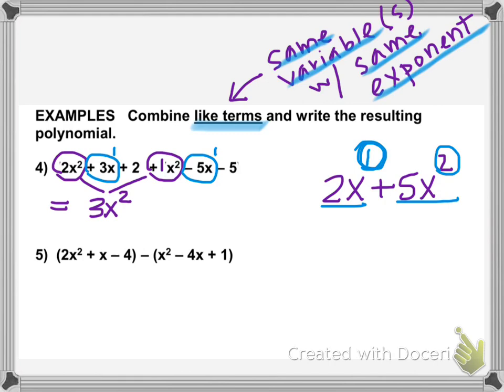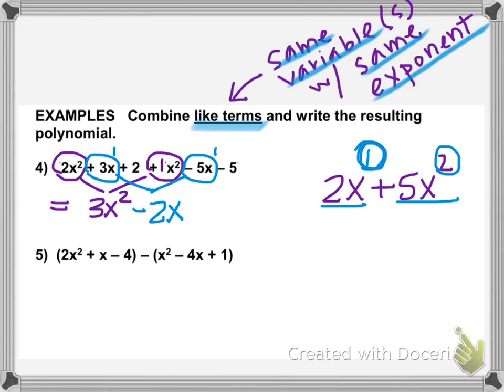So we're going to add those together because they're different signs. We subtract and take the sign of the larger number. So 3 and a negative 5 is negative 2, so negative 2x. And I could put the 1 for my exponent or leave it off. It's understood 1. All right, and then let's see if we have any other terms.